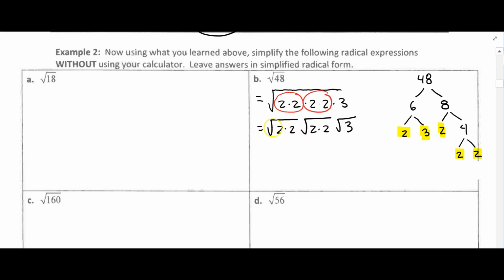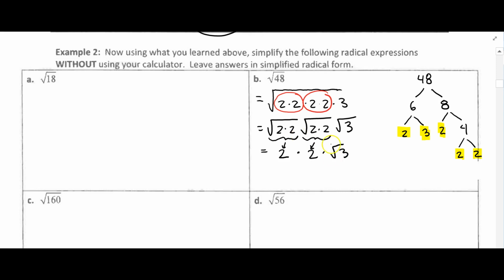Now this square root of 2 times 2, that's 4 on the inside, so the square root of 4 is 2, so this whole thing becomes 2. And then this is 4 also underneath that square root, so square root of 4 again is 2, so that's times 2, so that's another 2. So you see, anytime I have the square root of two numbers multiplied by each other, the same number multiplied by itself, it simplifies to just that number. So square root of 4 becomes 2, square root of 4 becomes 2, and then I just have a square root of 3 left over.